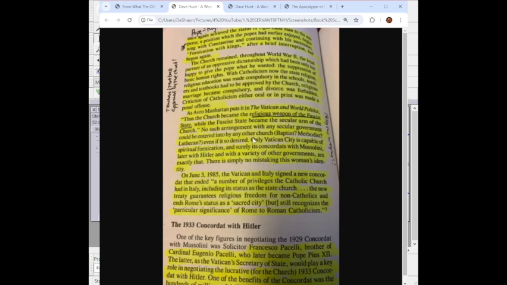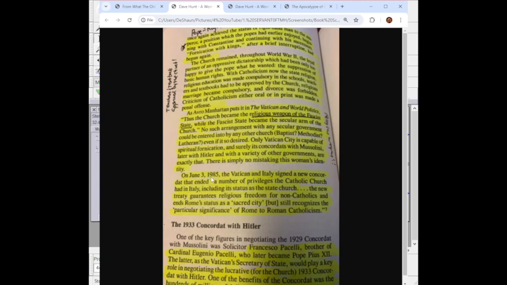So, yes, the concordats with Mussolini, later with Hitler, and with a variety of other governments are exactly that. There is simply no mistaking this woman's identity. On June 3rd, 1985, the Vatican and Italy signed a new concordat that ended, quote, a number of privileges the Catholic Church had in Italy, including its status as the state church. The new treaty guarantees religious freedom for non-Catholics and ends Rome's status as the, quote, sacred city.